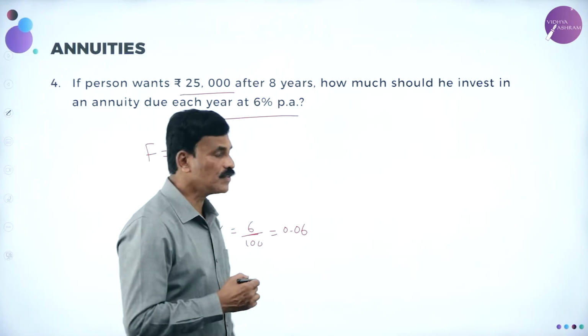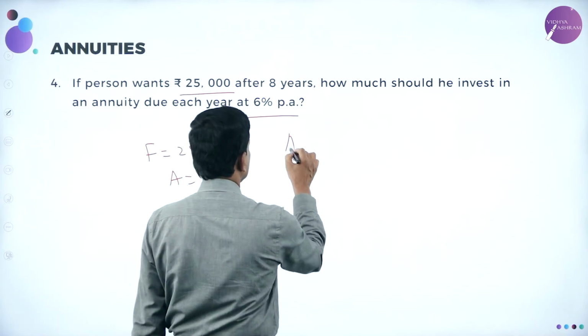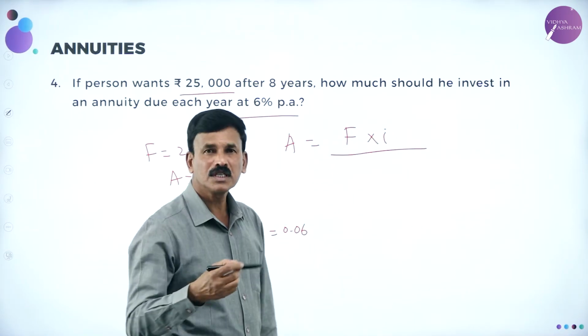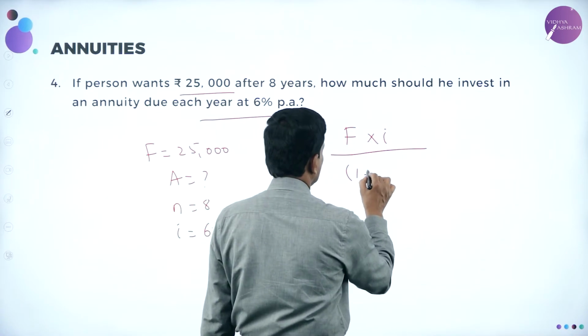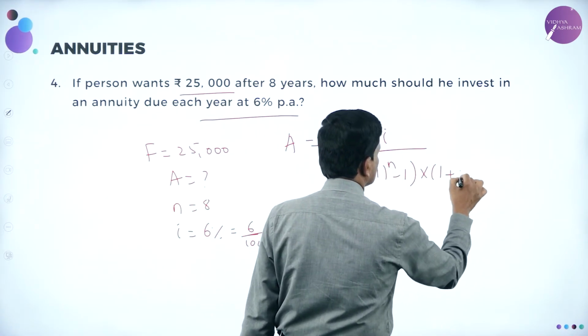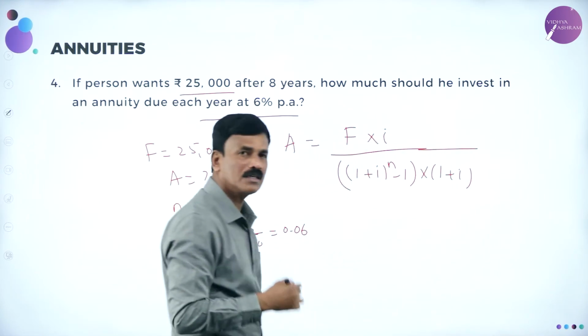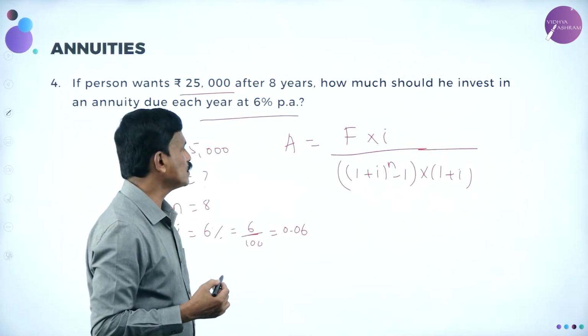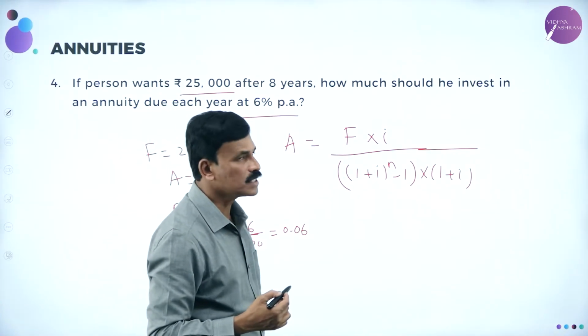Now straight away, what is the formula for A? In the previous class we did A is equal to F into I divided by, so the remaining quantities, that is 1 plus I to the power of N minus 1 into 1 plus I, that's it. Straight away we will write the formula. A is equal to F into I divided by 1 plus I to the power of N minus 1 into 1 plus I, that's it.